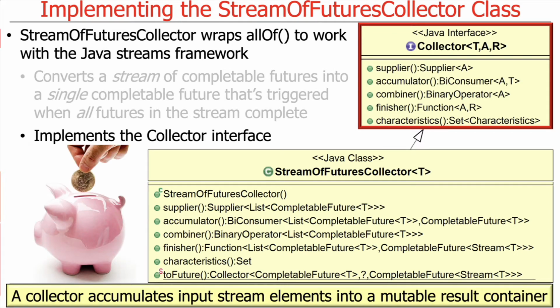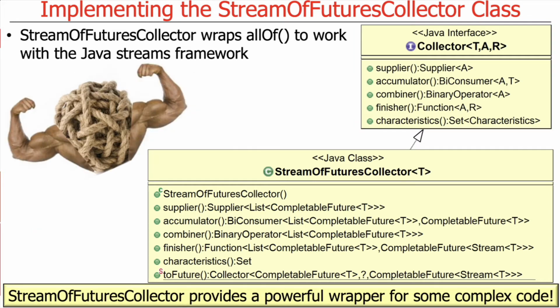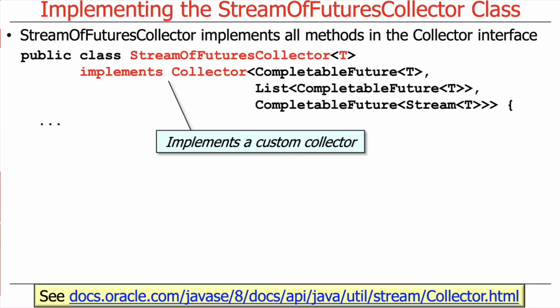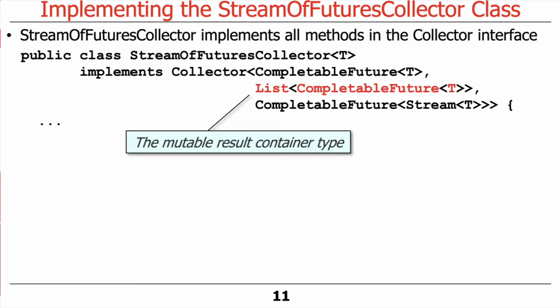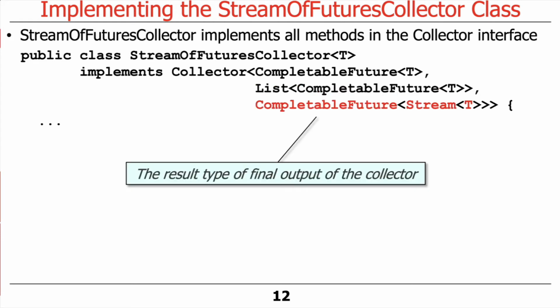So as we've seen before when we talked about this in a different context, this implements the collector interface and accumulates input stream elements into a so-called mutable result container. And as you'll see, it's very powerful and it shields you from a lot of nasty code. Here's how this works. So StreamOfFuturesCollector implements collector. It's a generic class. It works on a stream of completable futures of type T, which is a generic type. Its mutable result container is a list of completable futures of type T, and its finisher method will return a completable future to a stream of T.